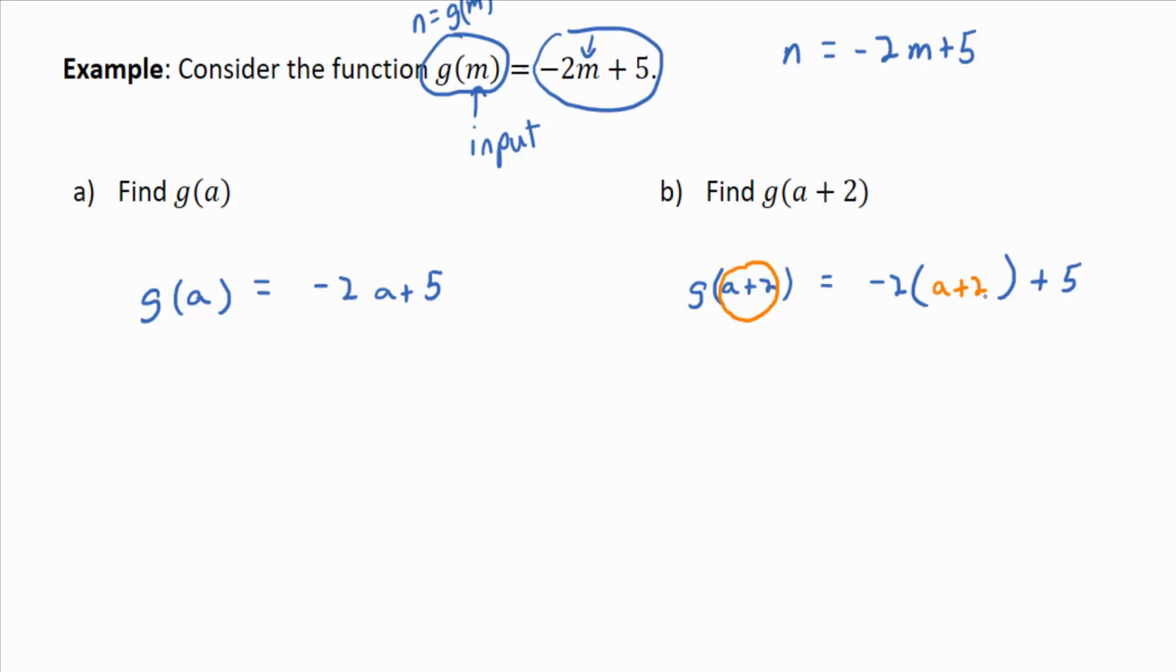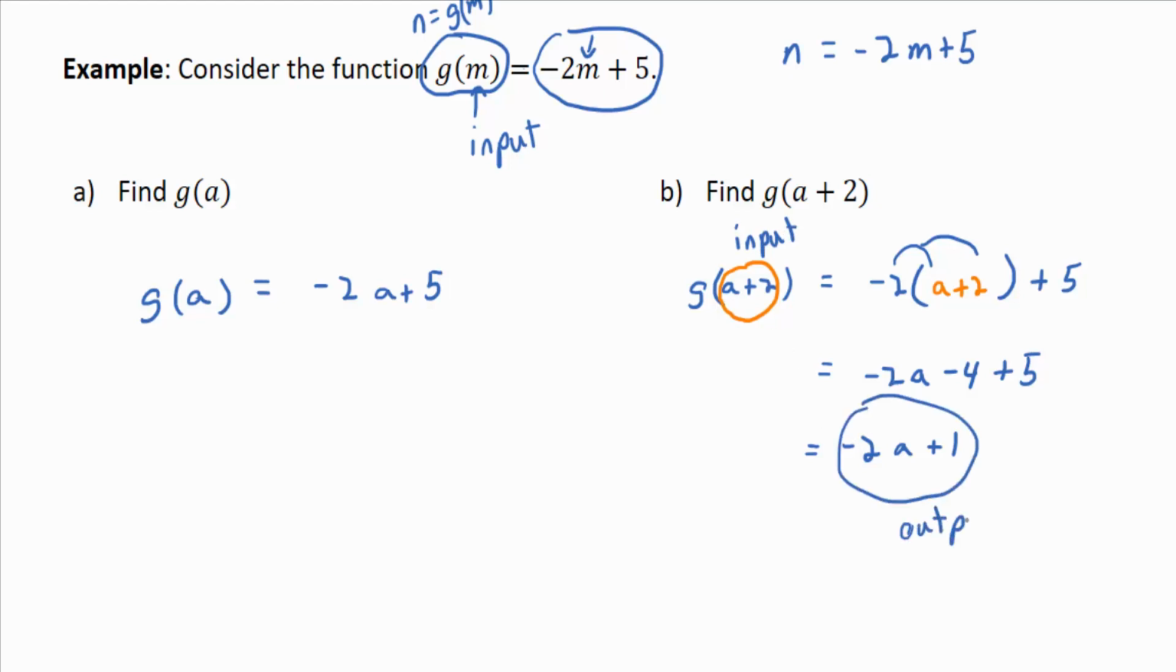Could you do something to simplify that maybe? Could you multiply that out? What would you get? Negative 2a minus, don't forget the minus, 4, plus 5 on the outside though, right? So all we did was get rid of the parentheses. We still need to combine like terms. So what do we get? Negative 2a plus 1. Okay, so for an input of a plus 2, we get an output of negative 2a plus 1.